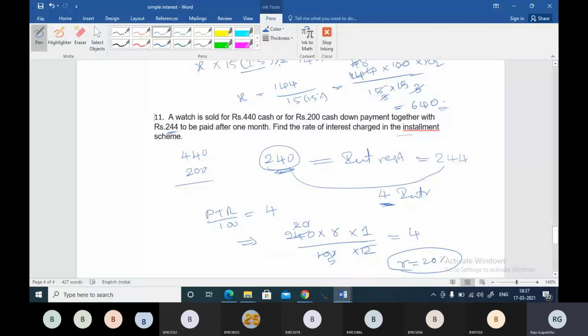This is the question from installments. You can answer more questions on installments also, because installments are also important in simple interest.